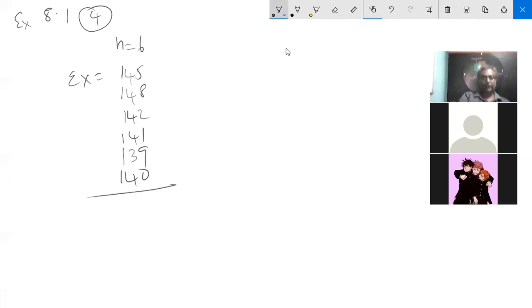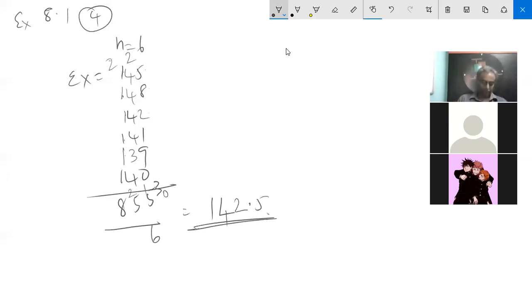Adding these up, sigma x is 855. 855 by 6: in 85, 6 goes 4 times... the remainder is 3. So the mean is 142.5.